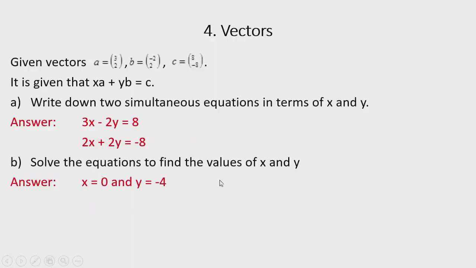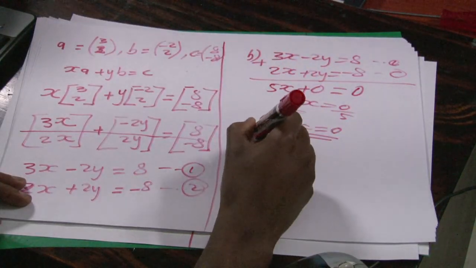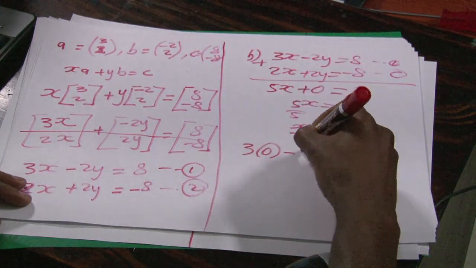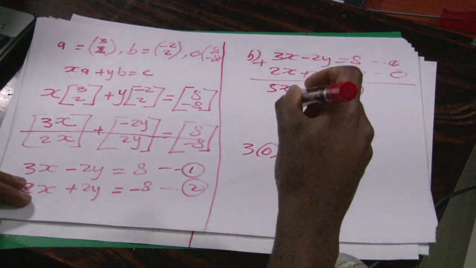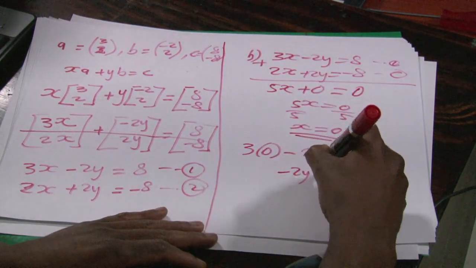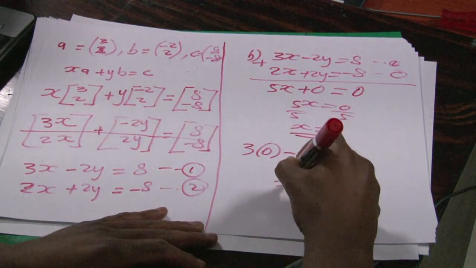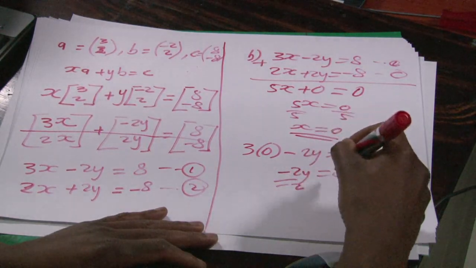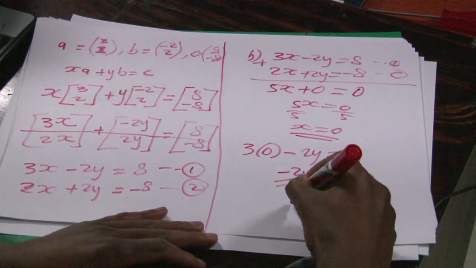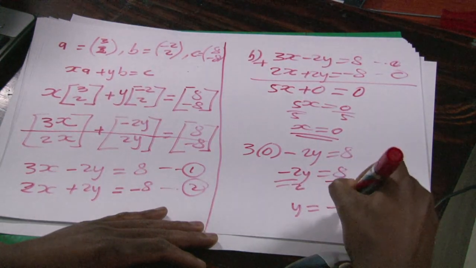Now you can solve for Y. You can take any equation there. Let's take even the first one. 3X, now we know our X is 0, minus 2Y is equal to 8. Any number times 0 is 0. So we have -2Y is equal to 8. Divide both sides by -2, then divide again by -2. So Y is equal to -4.